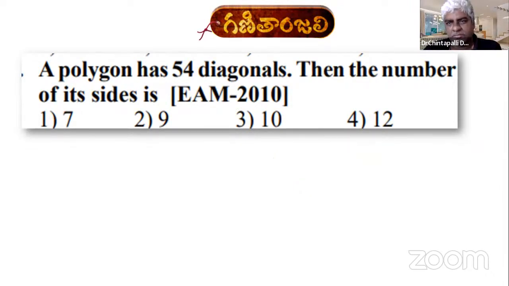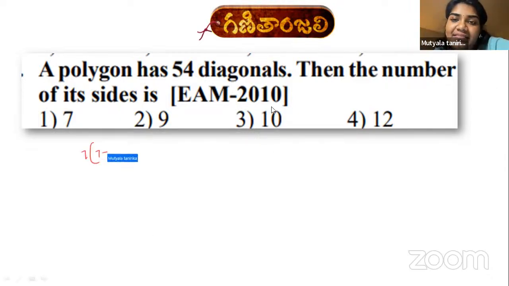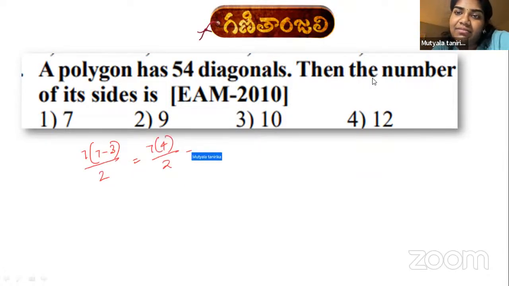A polygon has 54 diagonals. It's the same question, sir. Yes, same question. So I'll just use the verification method, the easier way. 7 times 4 by 2, 28 by 2, 14. It's wrong. 9 times 6, 54. 54 by 2 won't be the answer. 10 minus 10, 70, 70 by 2. 12 times 9 by 2. So it's option 4, sir.